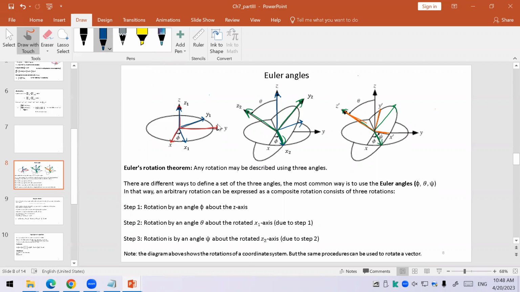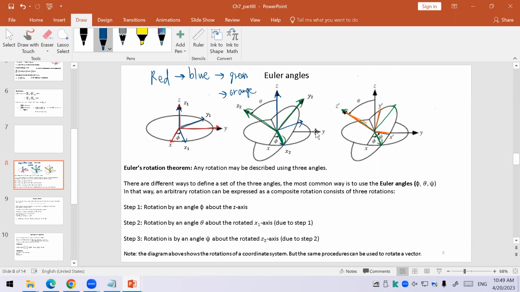Right, so originally I have the red coordinate system, and then after that I have the blue. That's the first rotation. Right, so after the second rotation, I have the green coordinate system, and finally, after the third rotation, I have the orange coordinate system. Okay.